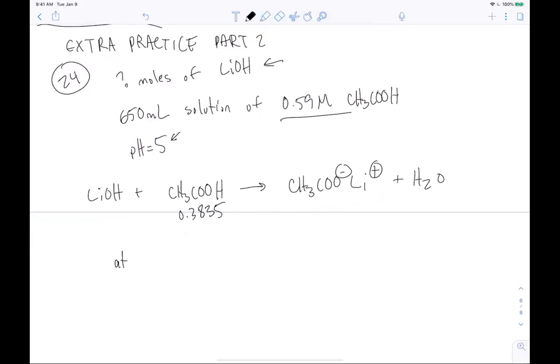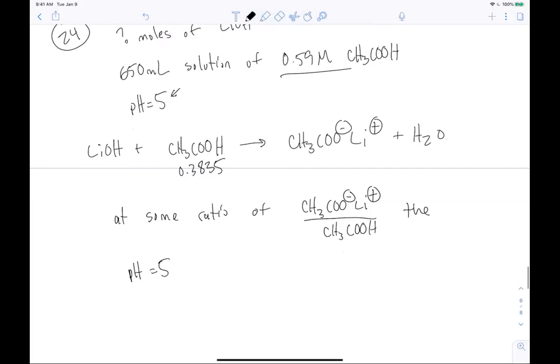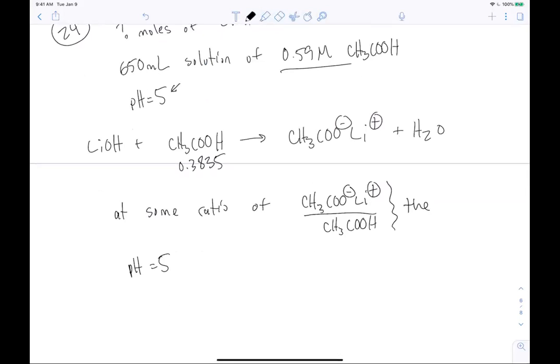So at some ratio of CH3COO minus, the lithium is kind of irrelevant, but I'm going to write it anyway, some ratio of this to this, the pH equals 5. So that's the first thing you're trying to figure out: what is this ratio? And we can figure that out using the Henderson-Hasselbalch equation.